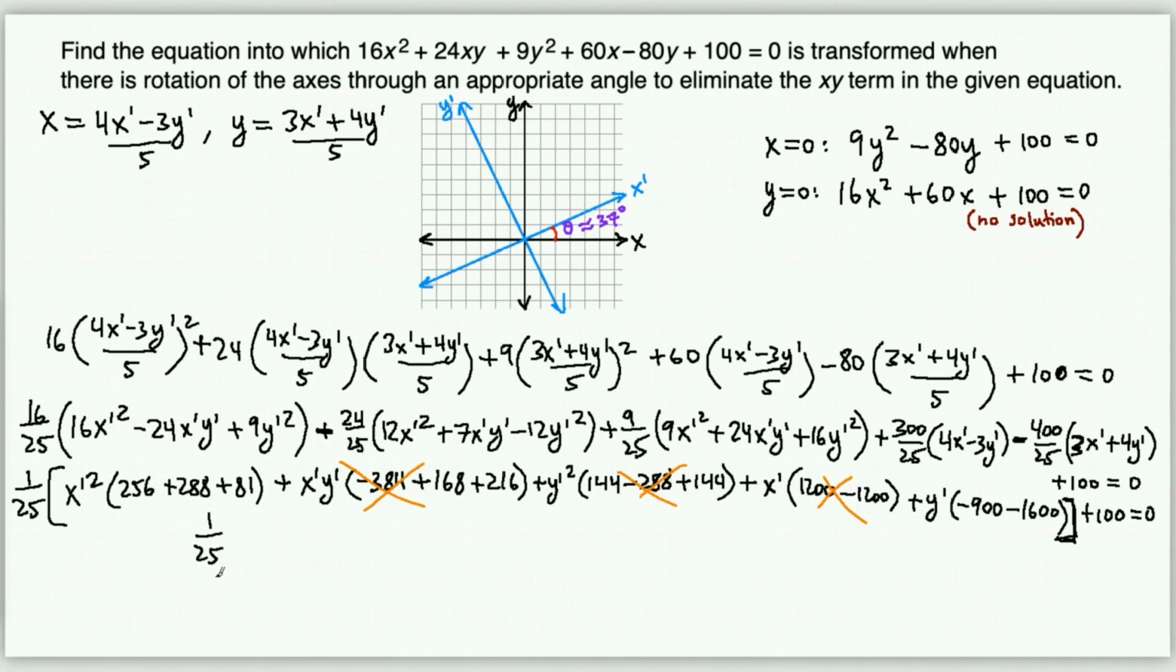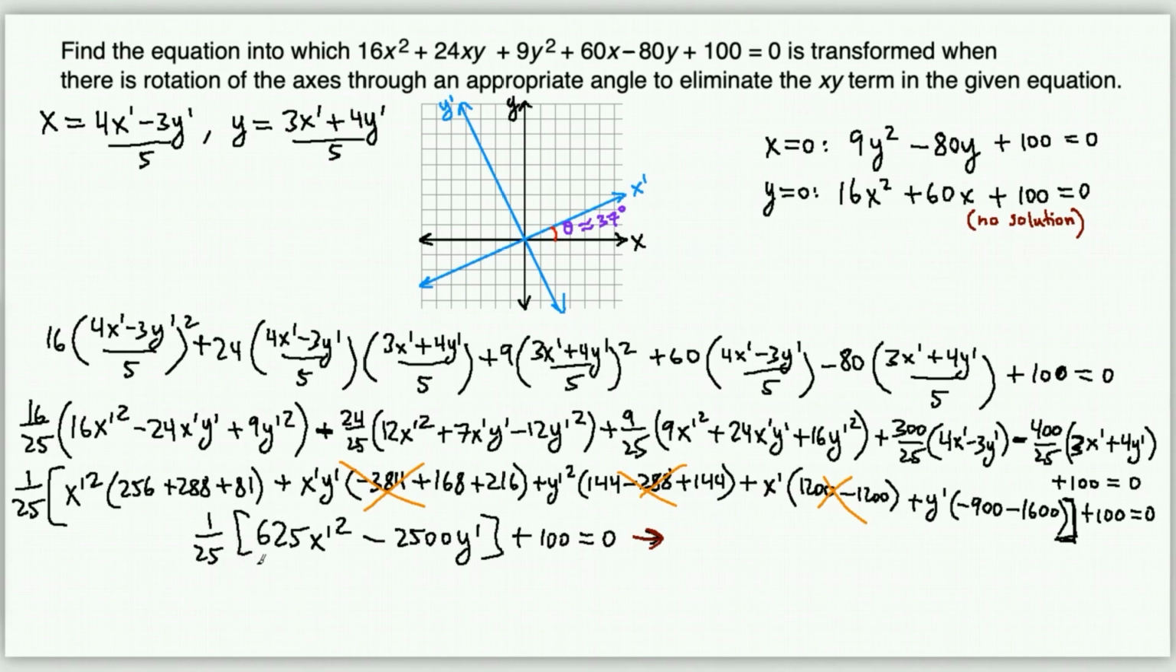So 1 over 25, we're going to have, what is this going to be? This is going to be 625 x prime squared. And this is going to be minus, right? Because the result here is going to be negative, right? And this is going to be minus 2500 y prime, bracketed parentheses closed, plus 100 is equal to 0. Okay? So as a result, we can actually simplify this further.